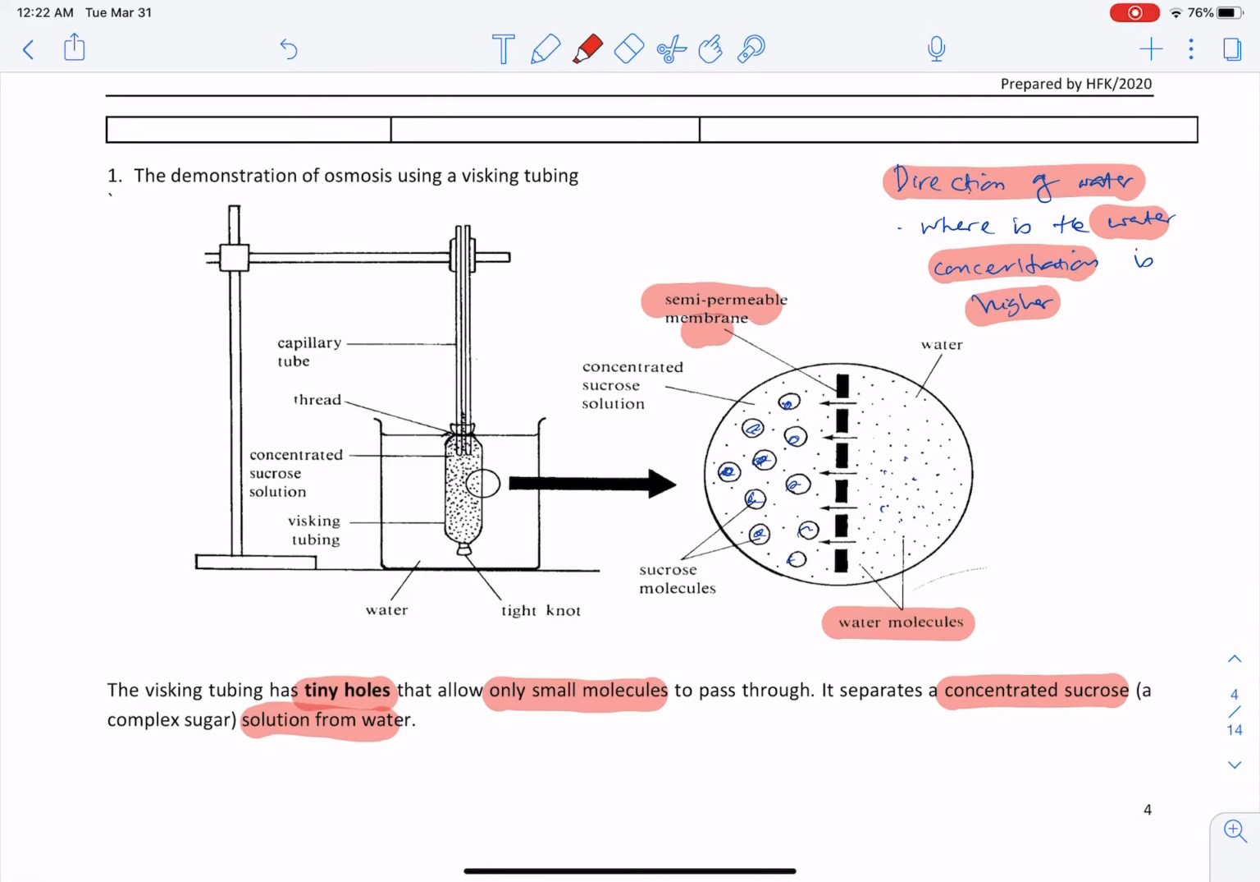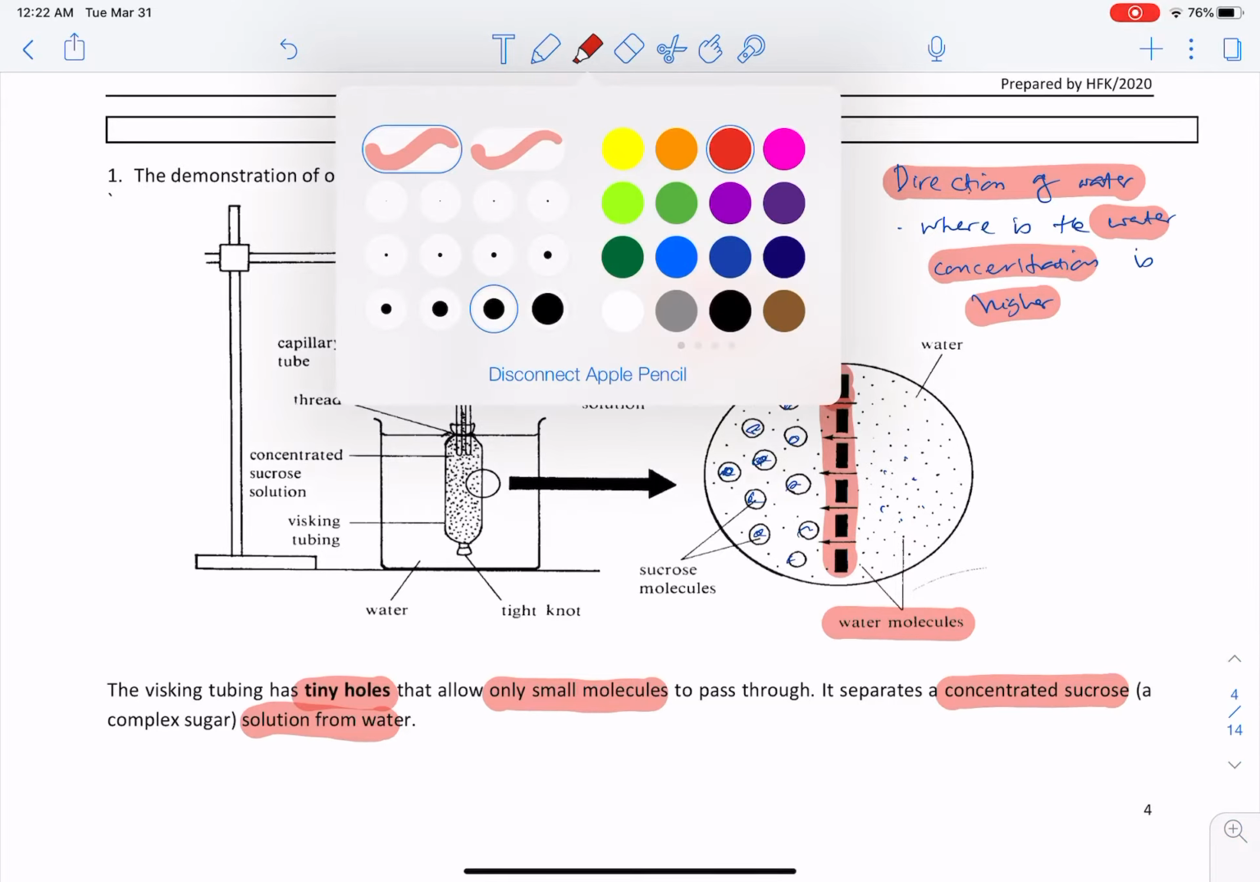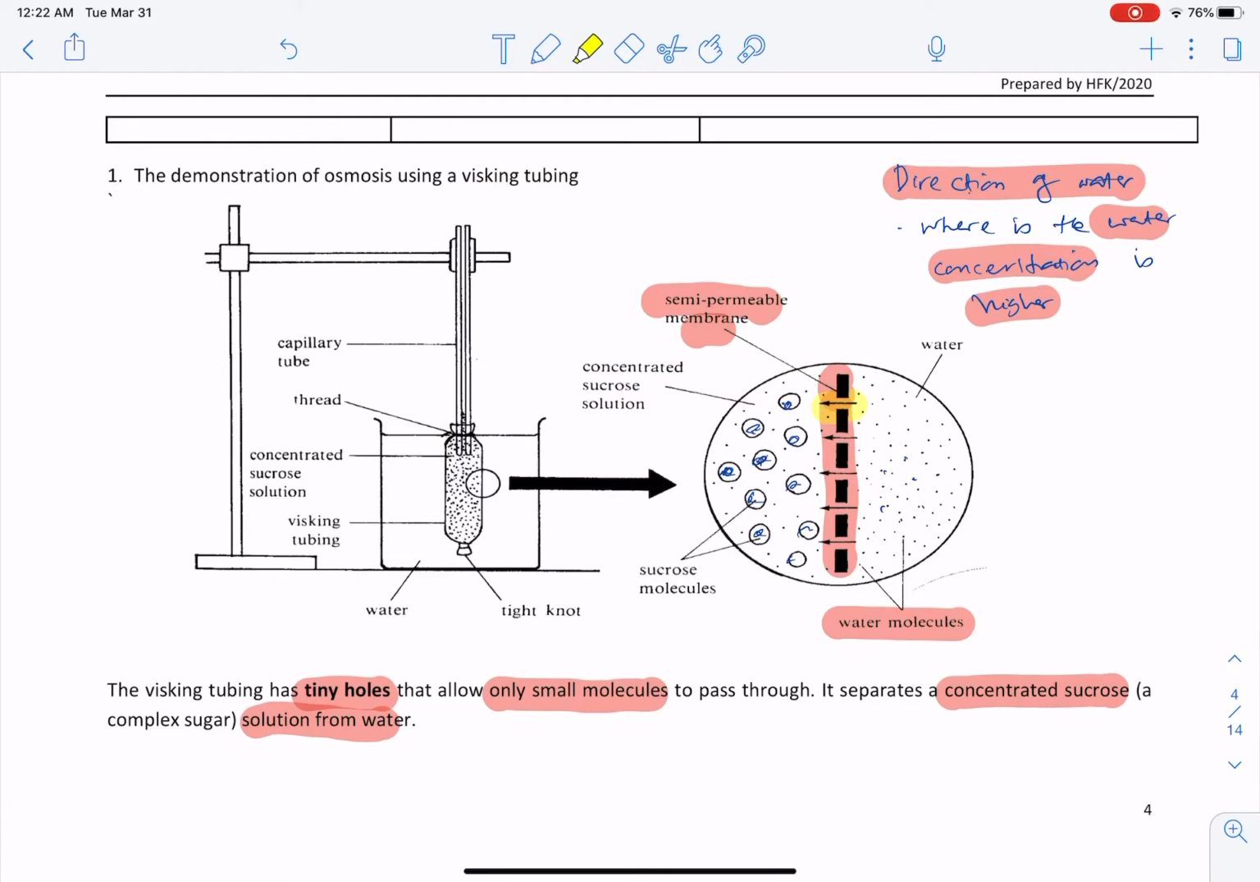semi-permeable membrane, and it has tiny holes there. In between are tiny holes. So those tiny holes only allow the water molecules to pass through it. Why? Because water molecules are smaller than the sucrose molecules. Sucrose molecules cannot pass through the Visking tubing. Why? Because they are too large to fit the tiny holes of the Visking tubing.